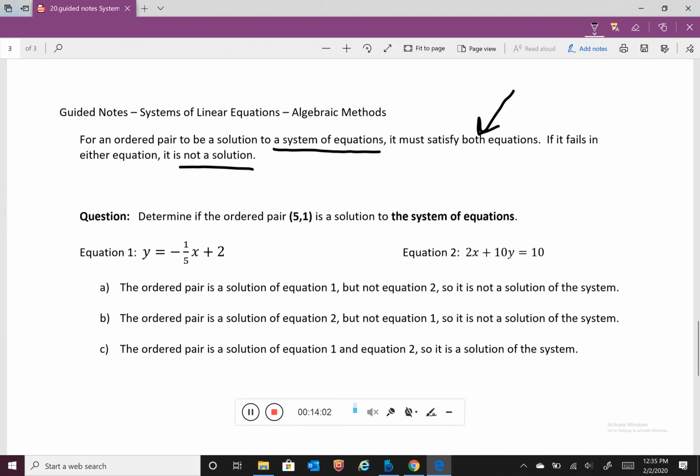So you are going to determine if the ordered pair 5, 1 is a solution to the system of equations. And remember, it is only a solution if it is a solution of both equations, equation 1 and equation 2. If it doesn't work for one, it is not a solution of the system. So see what you have there.